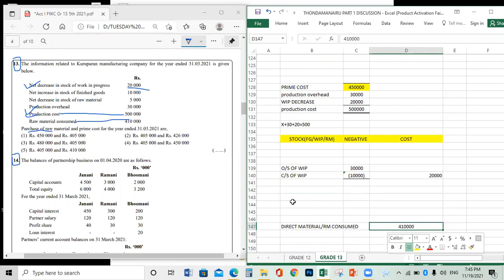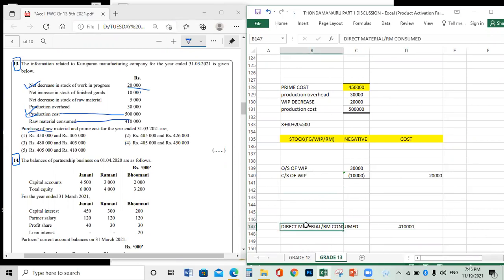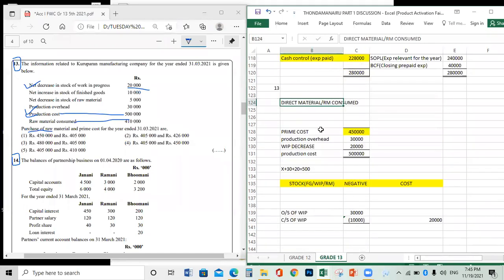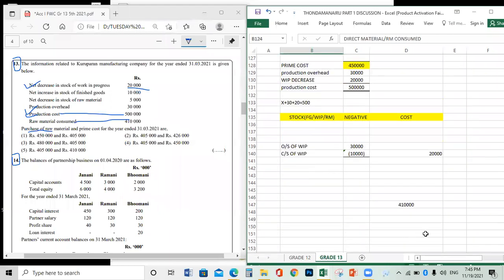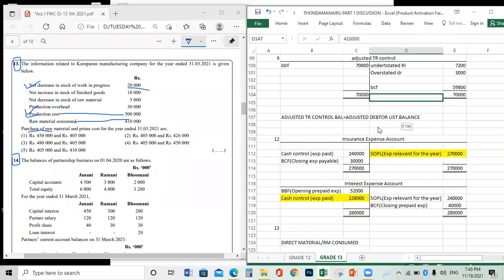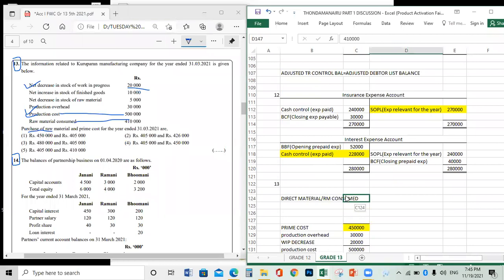Now, can someone tell me how do you calculate direct material? If direct material is 410,000, how did you come up with it? What should you do? First of all, you should take the raw material, and then you have to add the purchase. This is how you do it, right? Opening stock of raw material plus purchase minus closing stock of raw material, you get direct material.